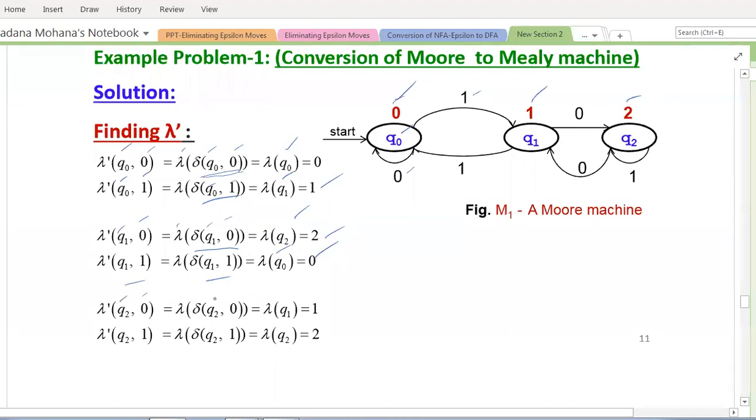Next state is Q2. λ'(Q2, 0) equal to λ(δ(Q2, 0)). So then Q2 on 0 goes to Q1. Therefore λ of Q1, its output is 1. Similarly, λ'(Q2, 1) equal to λ(δ(Q2, 1)). Then δ of Q2 on 1 is Q2. That is λ of Q2. What is the output of Q2? Q2. For all the states, Q0, Q1, Q2, outputs are calculated. Once our outputs are calculated, then you can construct its Mealy machine using the same transitions, but outputs vary.